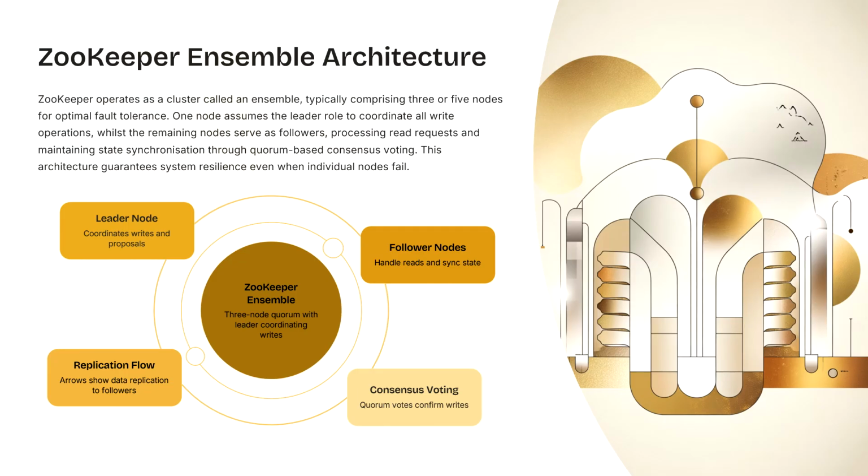You see leader node, follower node, consistent voting, replication flow. This is the whole quorum voting system.